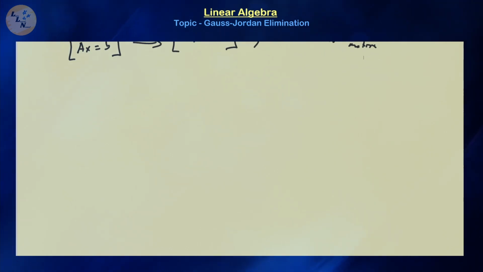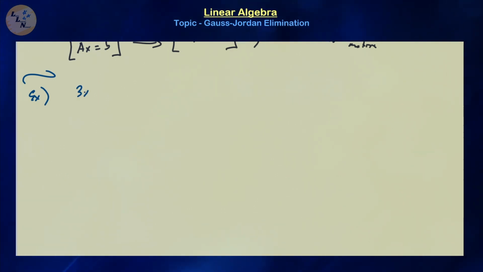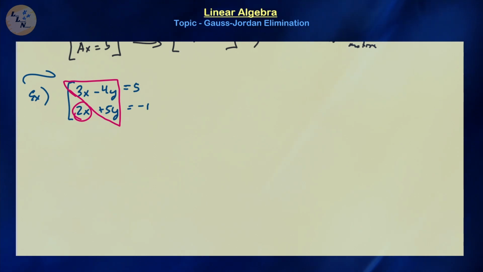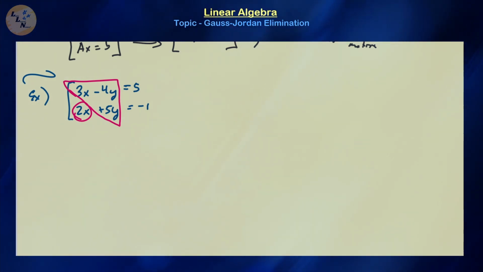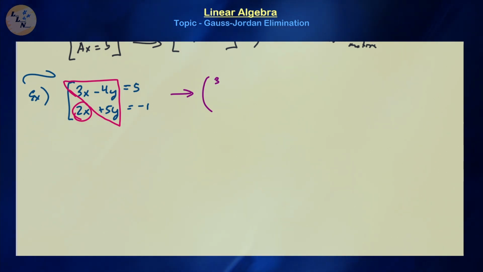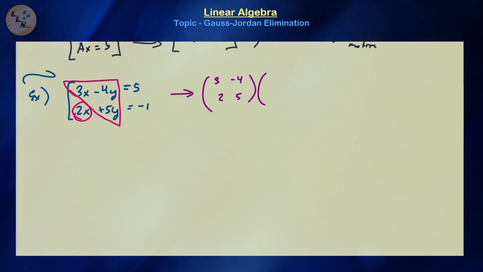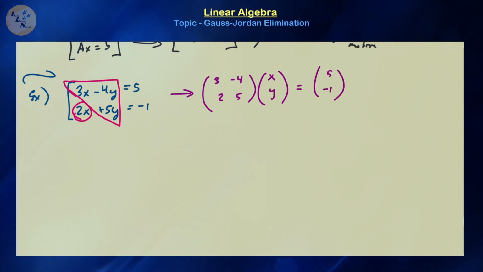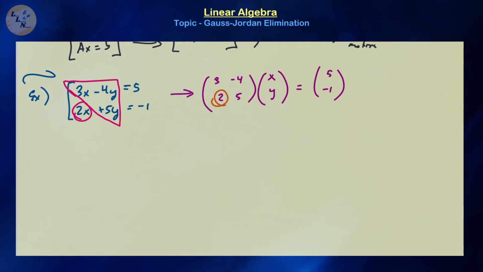So let's look at a very basic 2x2 system to illustrate how Gaussian elimination works. Let's consider 3x minus 4y is equal to 5, and 2x plus 5y is equal to minus 1. So our goal is to make this equal to 0 such that we have an upper triangular system on the coefficients side of this. If we write this in matrix form, what will we have? That's going to give us 3, minus 4, 2, 5 times the solution vector x, y is equal to 5, minus 1. So our goal is to perform some different types of operations in order to make this equal to 0.